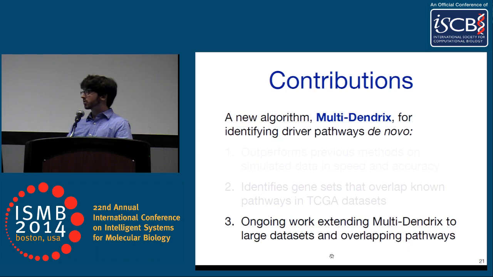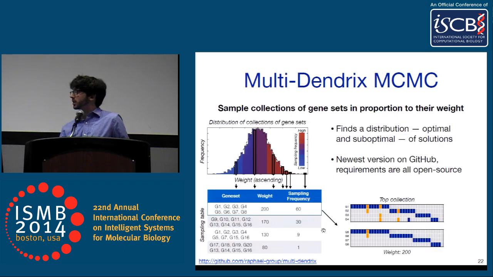And so I'm going to begin to wrap up the talk by discussing ongoing work extending Multi-Dendrix to large data sets and overlapping pathways. Our first extension was a new algorithm for Multi-Dendrix that we call Multi-Dendrix MCMC. It's a Markov chain Monte Carlo algorithm where the goal is to sample collections of gene sets in proportion to their weight. The output of this algorithm is a distribution of solutions, including both optimal and suboptimal solutions. Down here in the bottom left, I'm showing the example output, where you have different gene sets or collections of gene sets, their weight, and a sampling frequency.